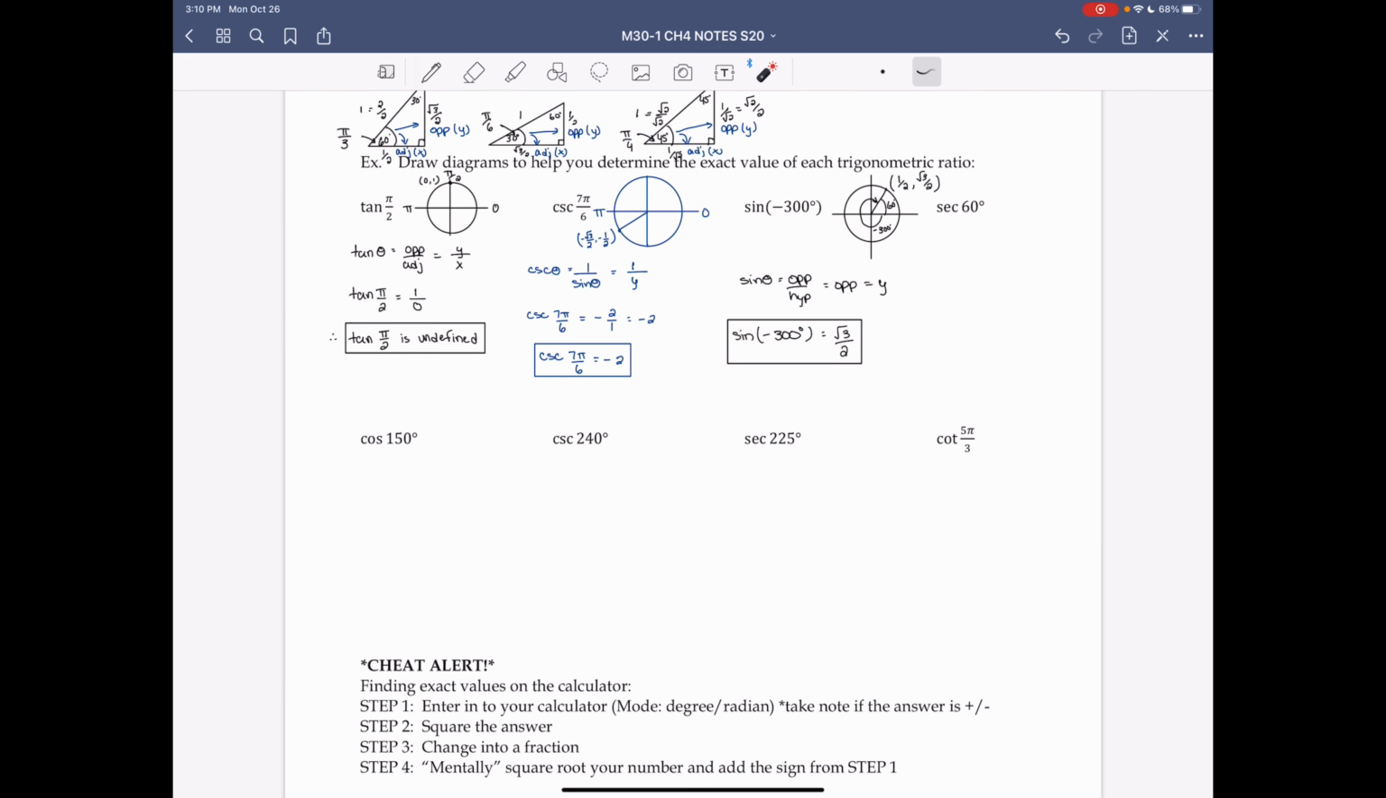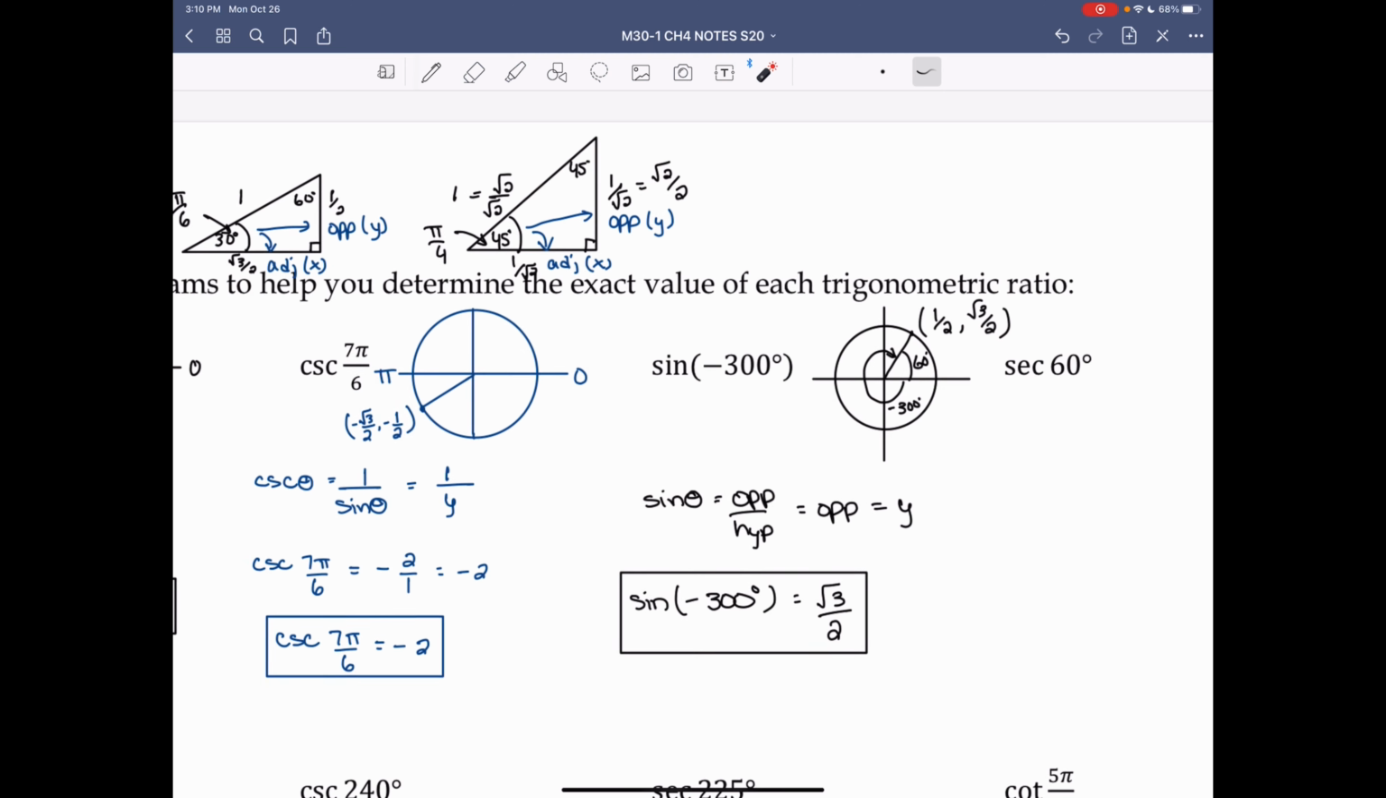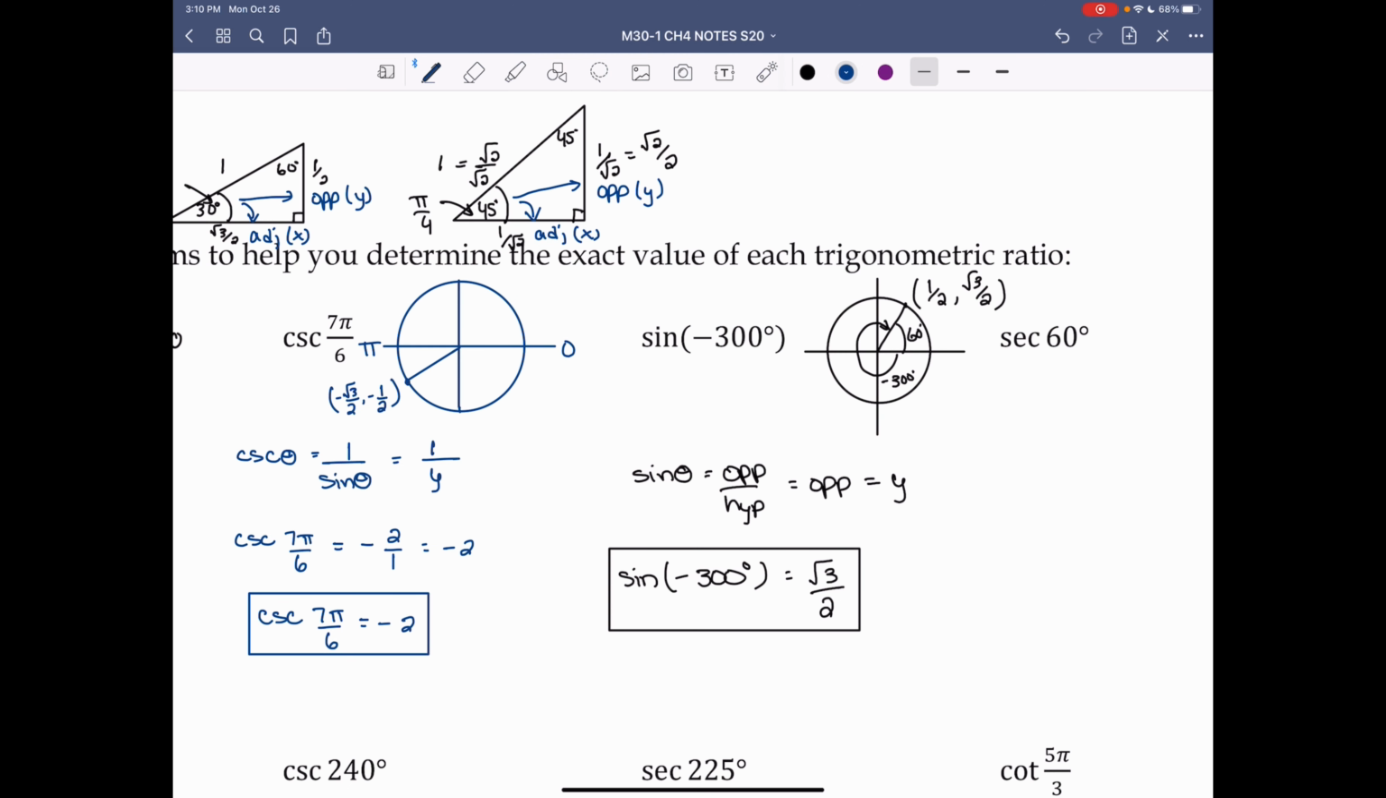Secant of 60 degrees. Draw a diagram. 60 degrees is about here.